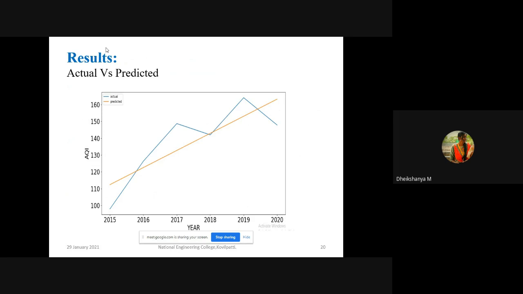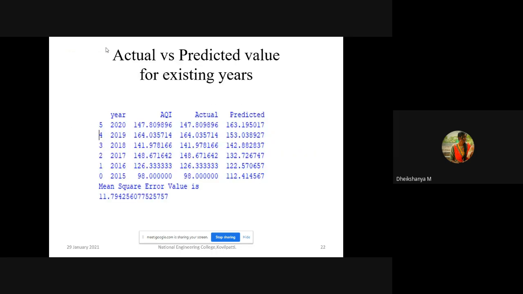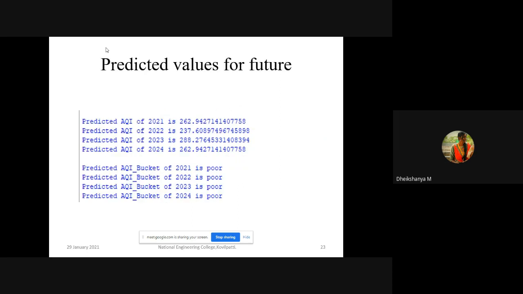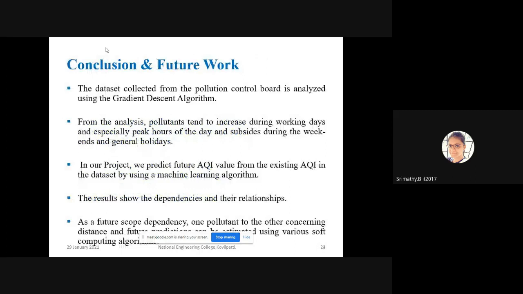Next. It is the graph which shows the AQI value, predicted value, and the actual values of the AQI for the past values. Next. It is the predicted value, and by using these predicted and actual values from the past, we are able to predict future values for the next 4 years in the same month. Thank you.